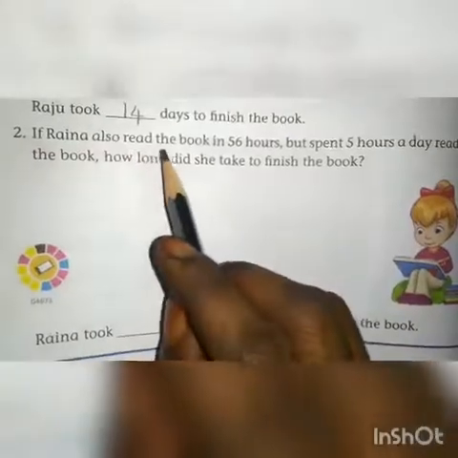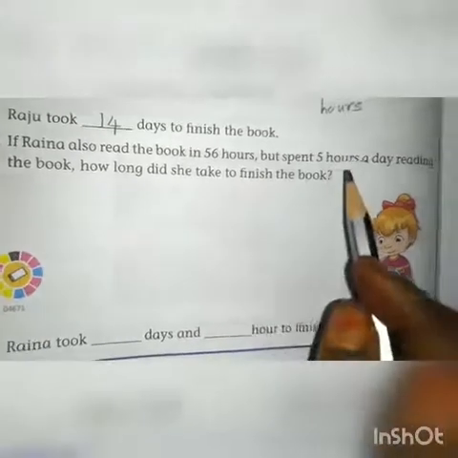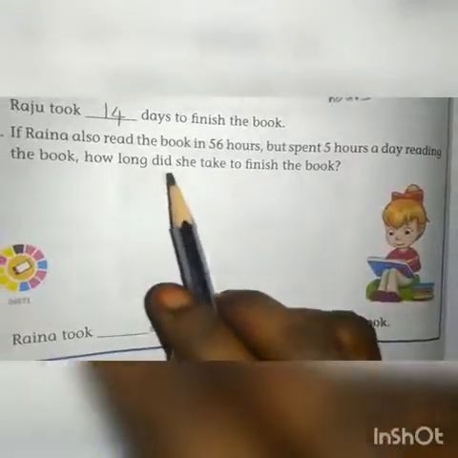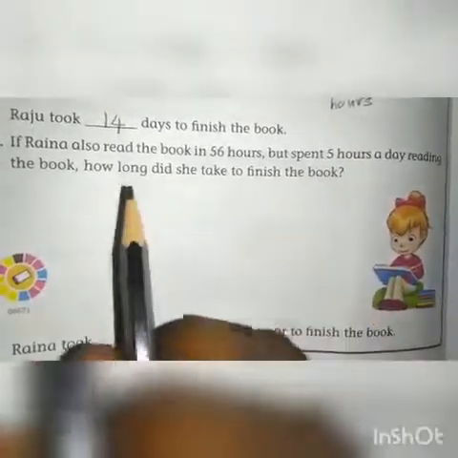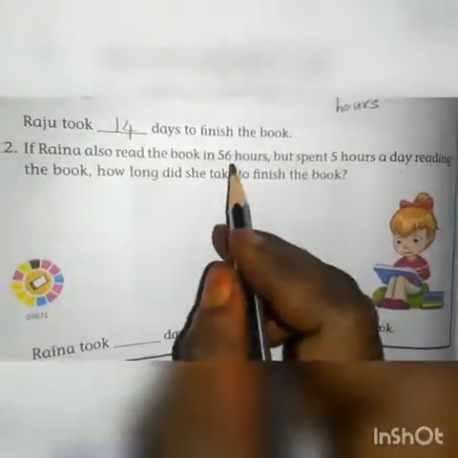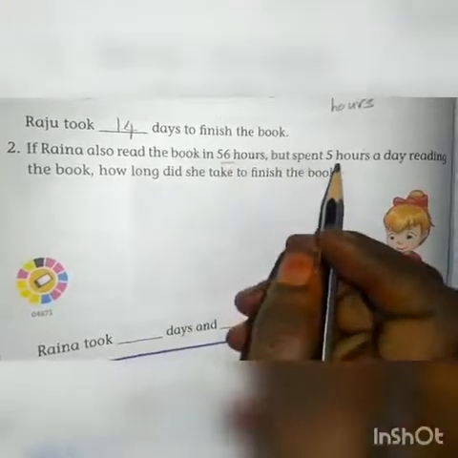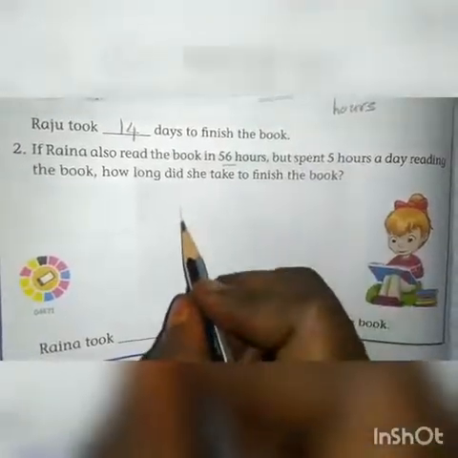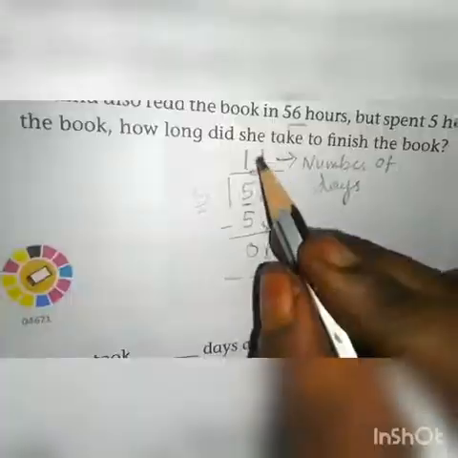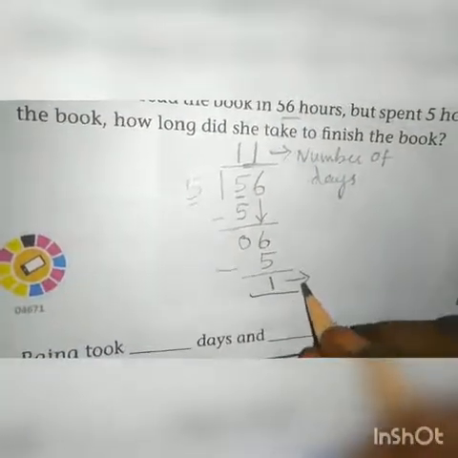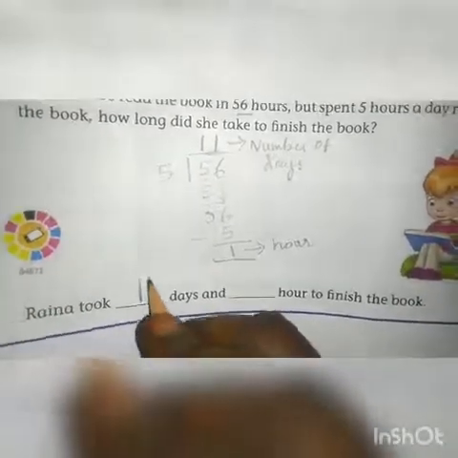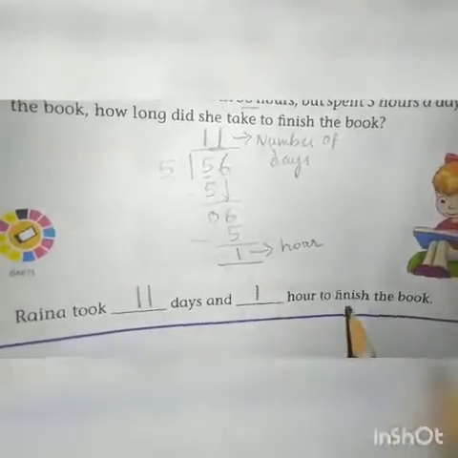If Raina also read the book in 56 hours but spent 5 hours a day reading the book, how long did she take to finish the book? As we have seen in the previous problem, Raina read the book in 56 hours but she takes 5 hours per day. So we have to divide 56 by 5. Here 11 represents the number of days and 1 represents the hour. Raina took 11 days and 1 hour to finish the book.